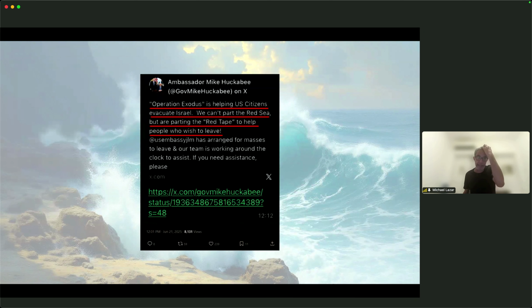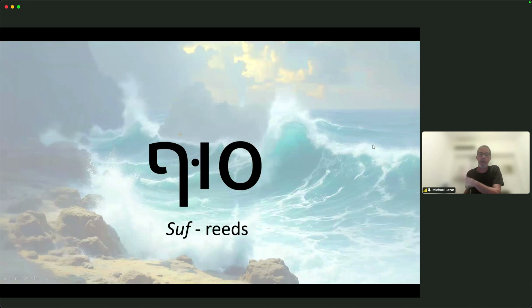I just want to end with how everybody's talking about the Exodus now. Even the American ambassador to Israel tweeted on Saturday something related to the Exodus: "Operation Exodus is helping U.S. citizens evacuate Israel. We can't part the Red Sea, but we are parting the red tape to help people who wish to leave." So this metaphor is very strong in our memory, and I will leave you with that. Thank you very much, and that's the end of my presentation.